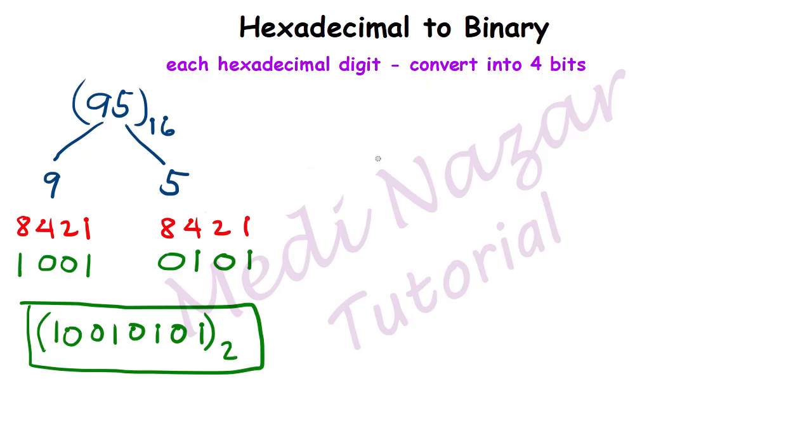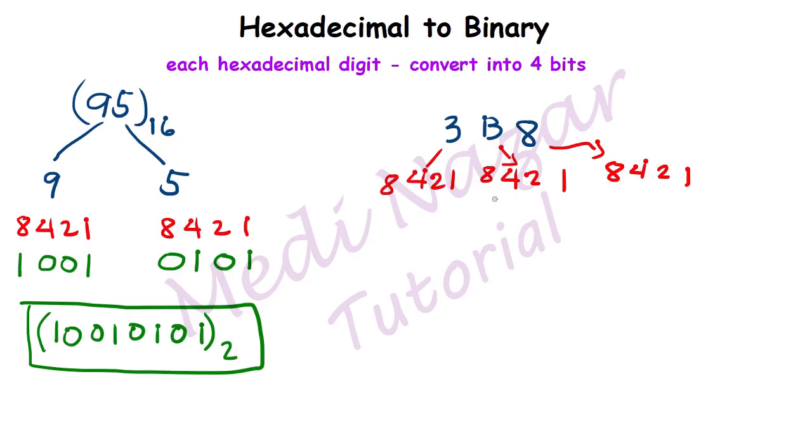Okay, let's have another example. Let's have 3B8. So here we have 3 hexadecimal digits. Again, we will use the 8421 binary place values for each hexadecimal digit. So this is for 8, another one for B. So this is for B. And then for 3, we have another 8421 place values here.